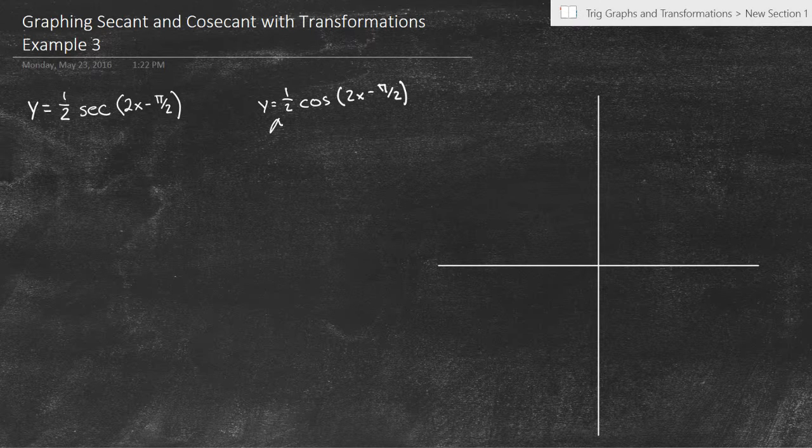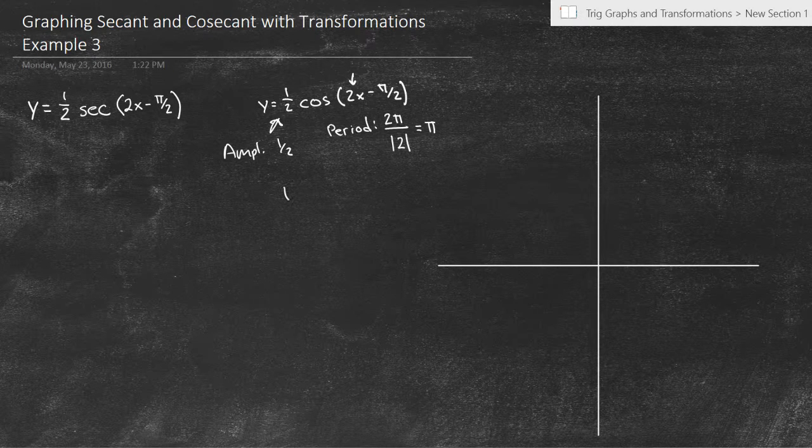We know we've got an amplitude of 1/2. We've got the phase shift and the period. I'll start with period. It's always 2 pi over b, which in this case is 2 pi over the absolute value of 2, because this value right there is b. So that period is now just pi.